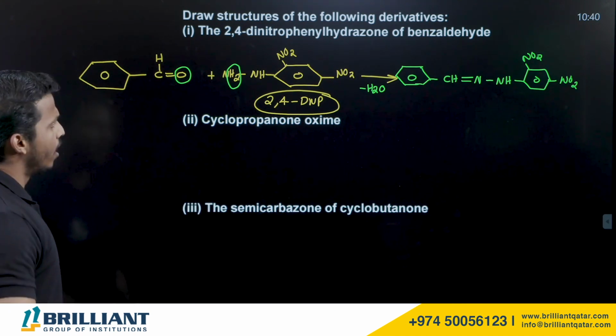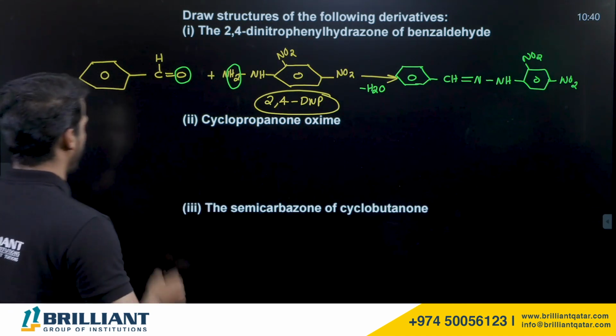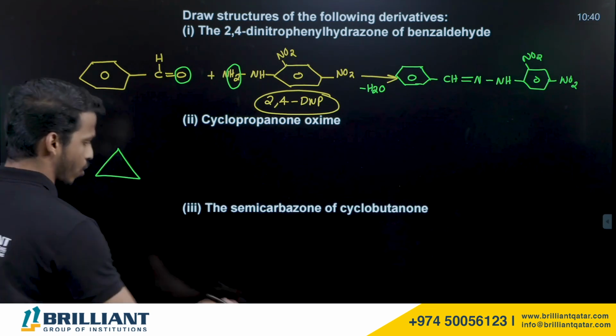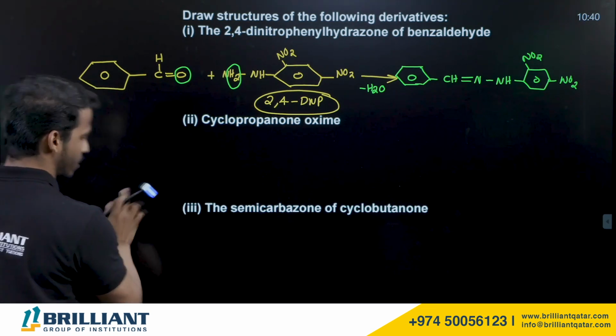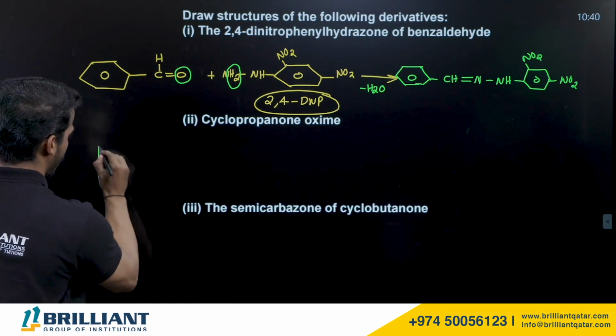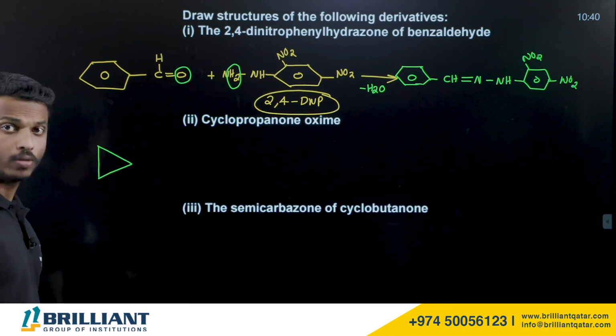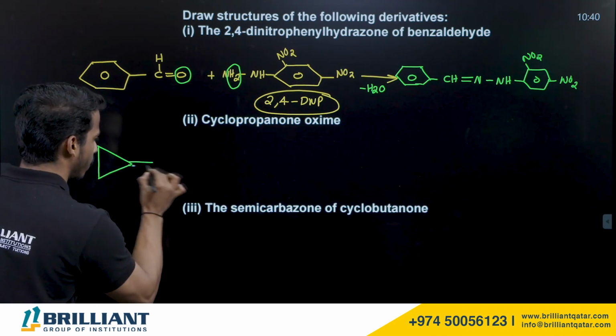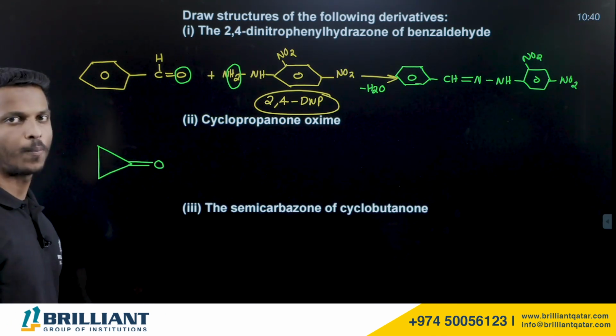Next question. Cyclopropanone. What is cyclopropanone? This is the compound, so let me just draw it like this. This is the compound called what? Cyclopropanone. This is cyclopropane with a ketone, right? So ketone, right? This is called cyclopropanone.